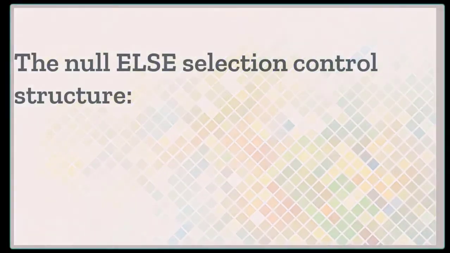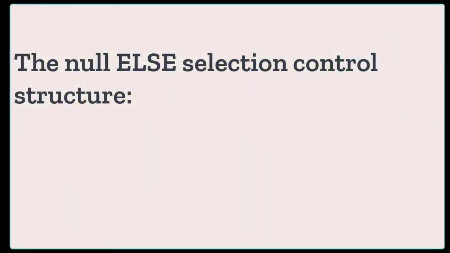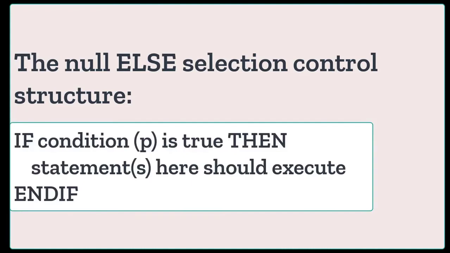A variation of the selection control structure is the null-else structure, which is used when a task is performed only if a particular condition is true. The null-else construct is written in pseudocode as follows. Note that the keyword ELSE is omitted.